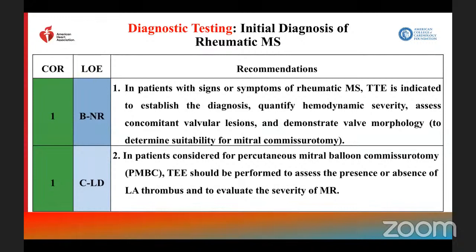For initial diagnosis of rheumatic MS, in patients with signs or symptoms of rheumatic MS, transthoracic echo is indicated to establish the diagnosis, quantify the hemodynamic severity, assess concomitant valvular lesions, and demonstrate valve morphology to determine suitability for mitral commissurotomy. That's class 1. In patients considered for percutaneous mitral balloon commissurotomy, the transesophageal echo should be performed to assess the presence or absence of LA thrombus and to evaluate the severity of MR to assess the suitability for such intervention. That's class 1.